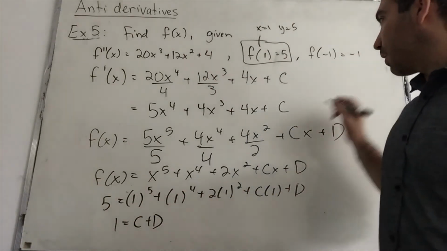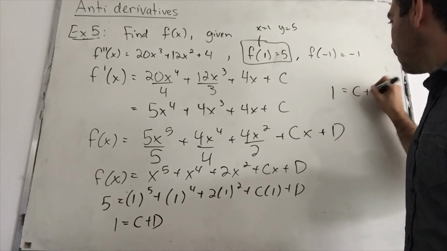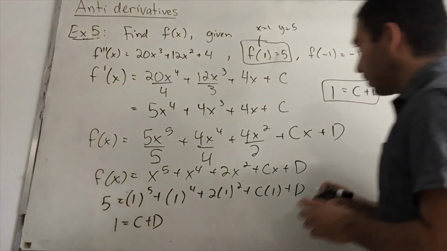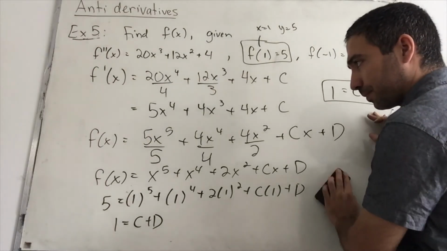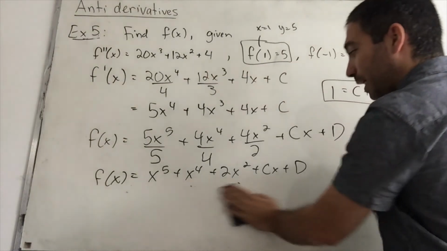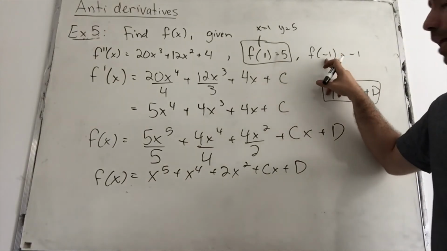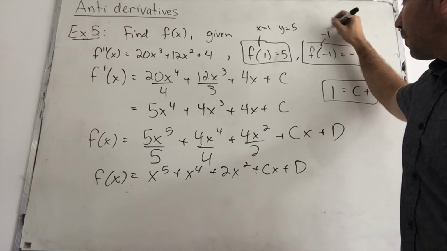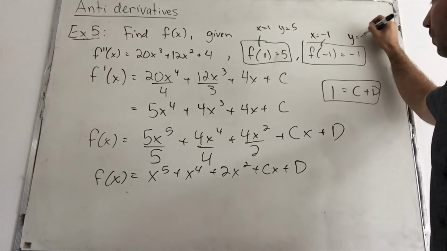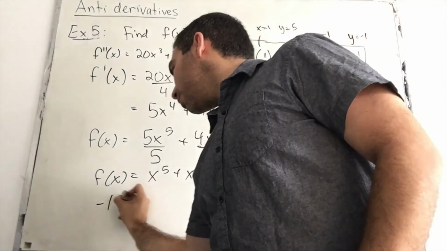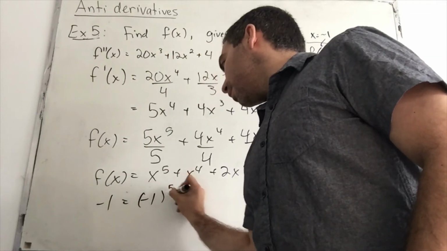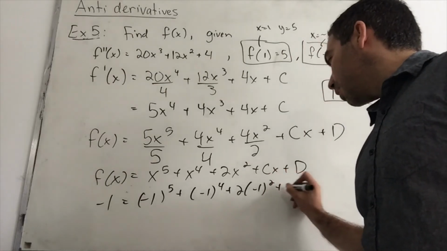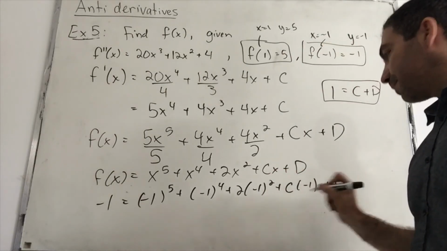Okay, so let's write that on the side, and let me erase for some room. This is the original. From the first initial condition, we get this equation. From the second initial condition, now we're using the fact that x is negative 1 and y is negative 1. So substituting here negative 1, we get negative 1 to the 5 plus negative 1 to the 4 plus 2 times negative 1 squared plus c times negative 1 plus d.